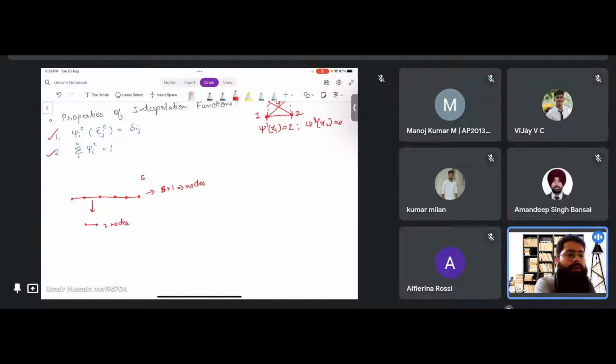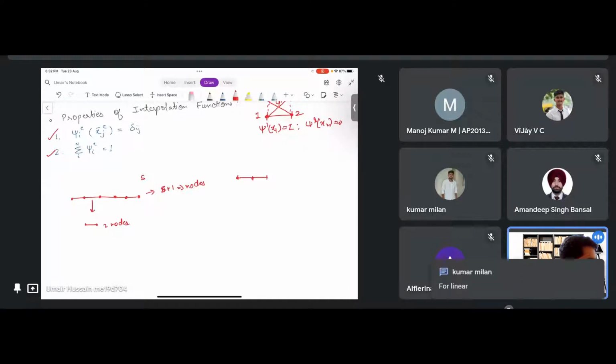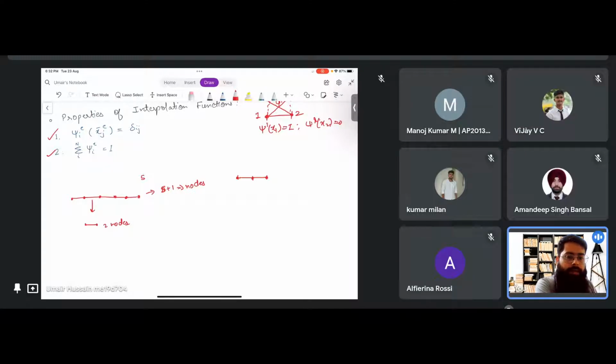Suppose we want three-noded elements, we'll take only two elements. For linear, you will only have two nodes for an element and number of elements plus one nodes for global. I think you are mistaken. It must be two for the linear case, right? Because in the case of linear, if we take one element, we'll only have these two nodes here, two nodes.